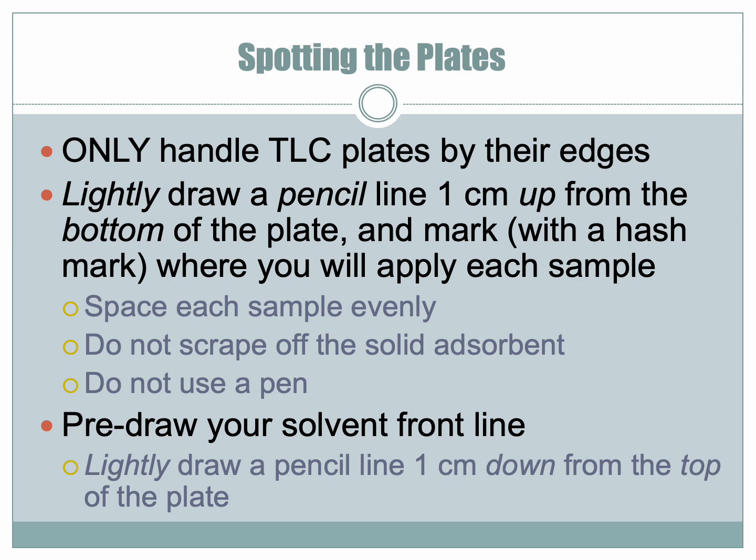Space each sample evenly. Do not scrape off the solid absorbent, so you have to use a pencil very lightly, because if you go too hard, it'll scrape off all the solid. Don't use a pen, because the pen will travel with the solvent, but a pencil won't. And pre-draw your solvent front line. Lightly draw a pencil line 1 centimeter down from the top of the plate so we know how far the solvent is supposed to move before we stop the experiment.